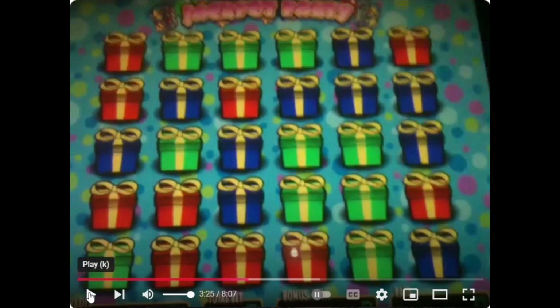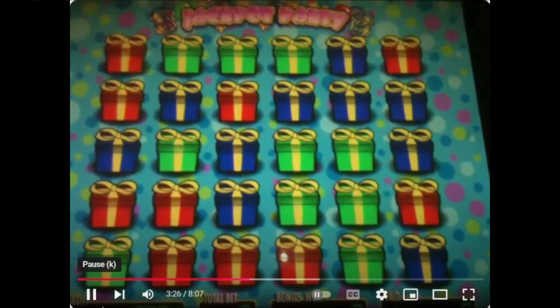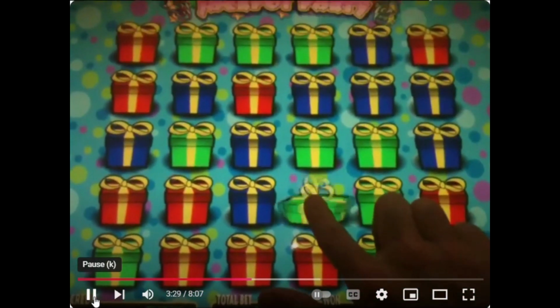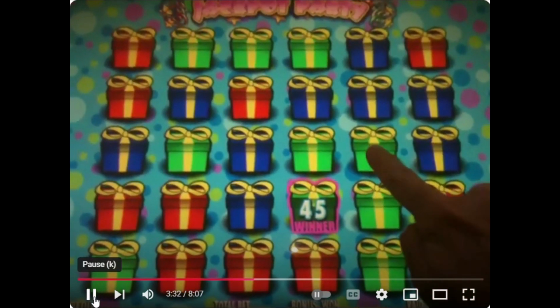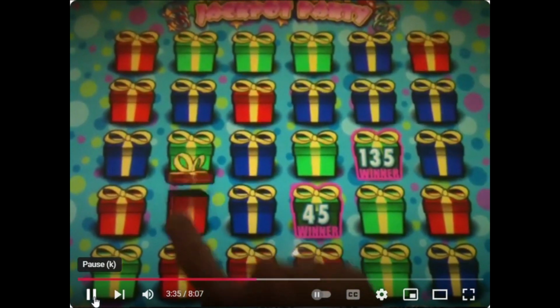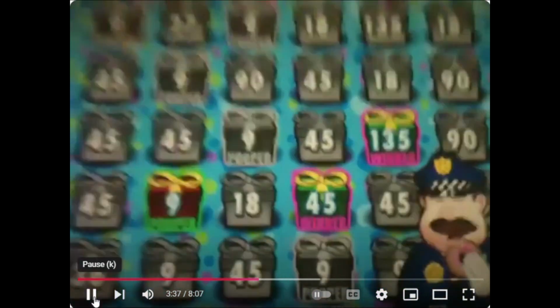So in the bonus, there are 30 different gifts, and each one contains some amount of credits, and I think 6 of them also have what are called party poopers. And you can keep picking and opening gifts and accumulating all of them until you get to a party pooper. So let's go on. So my first pick was 45, and then 135, and then I got a party pooper. And notice that the party pooper still paid something.